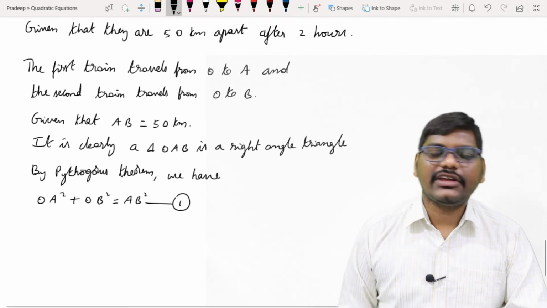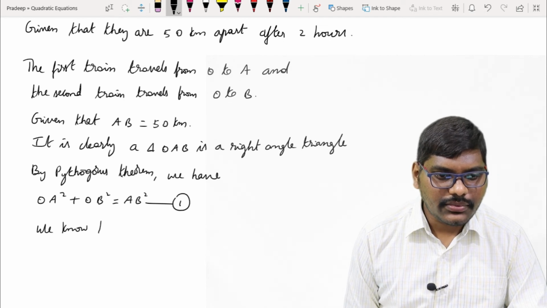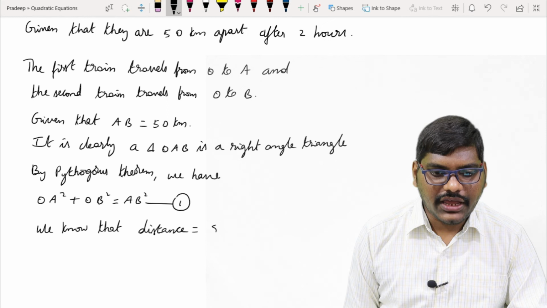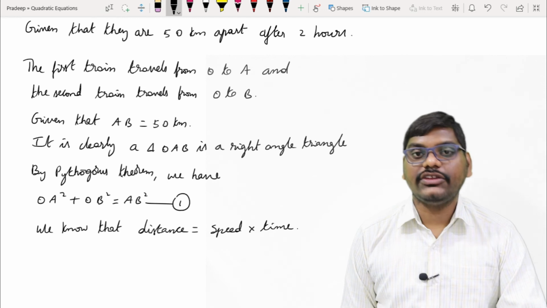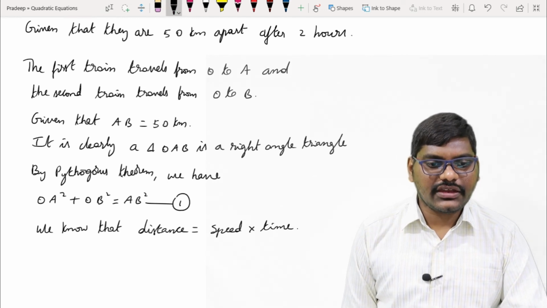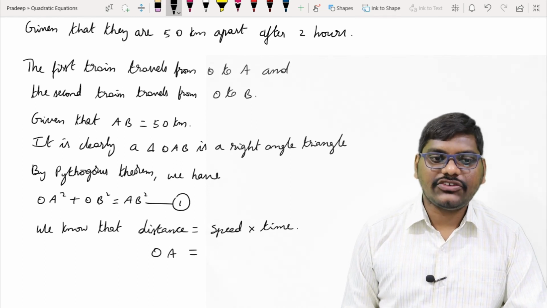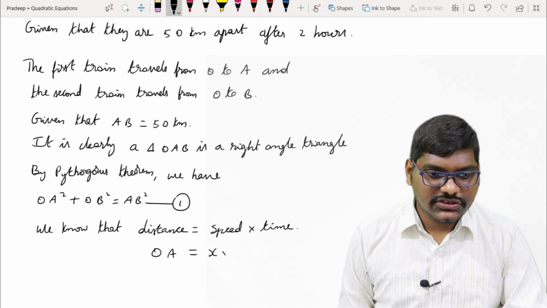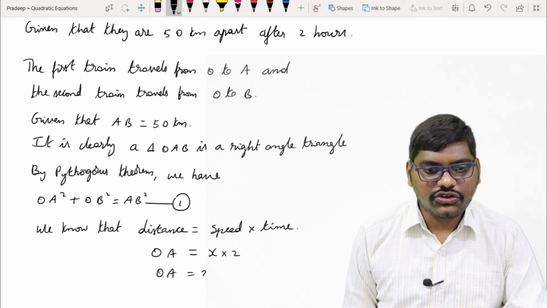Okay, so now here we can use the speed distance formula. We know that distance is equal to speed into time. This is the formula, which is a very familiar one. Hope you might be knowing this. The distance we have taken in the first case, OA, is the distance for the first train. When it comes to speed, in the first train we have taken the speed as x, and the time taken is 2 hours, so this is into 2. So for the first train, simply we can write OA equal to 2x.